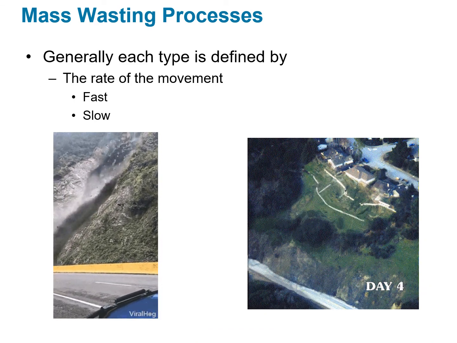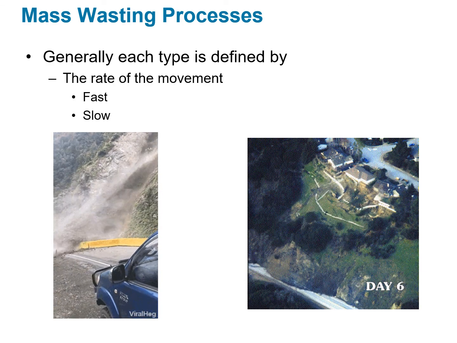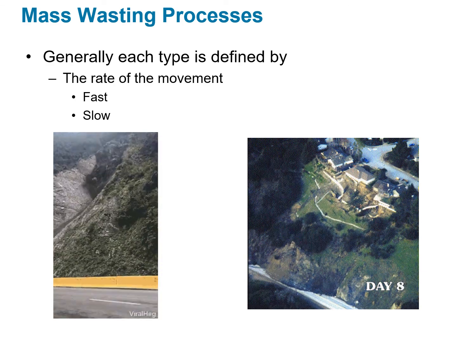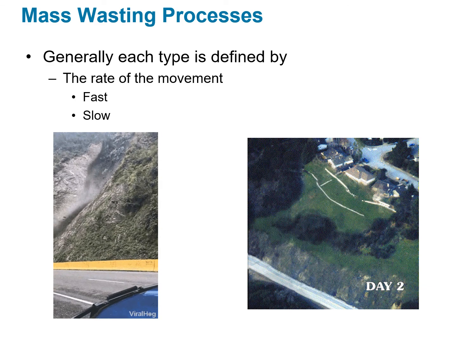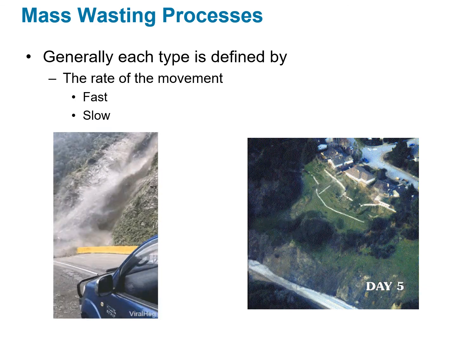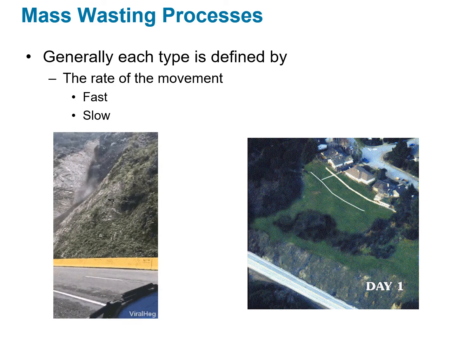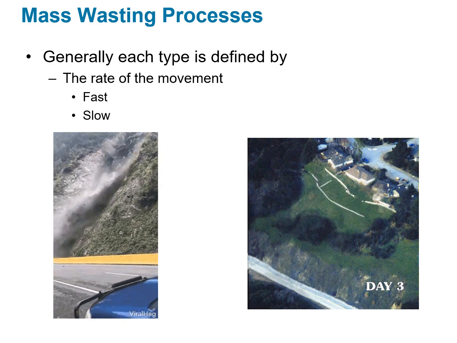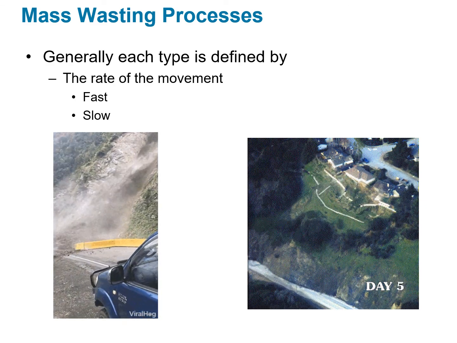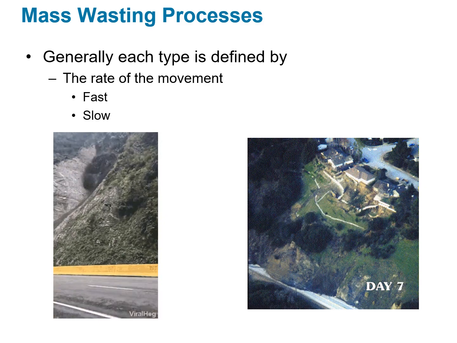We also define mass wasting processes by the rate at which they move. There's fast and there's slow. Here are the two examples on the left. That's a fast landslide, and that blocks the road, and that's a big problem. That sucks, right? And then on the right, that is a slow mass wasting process.